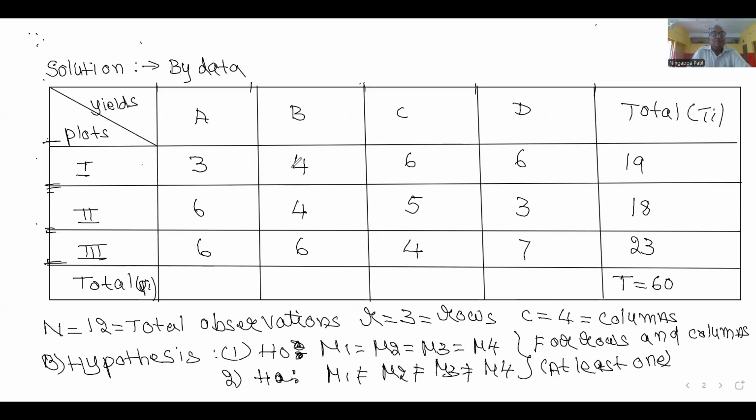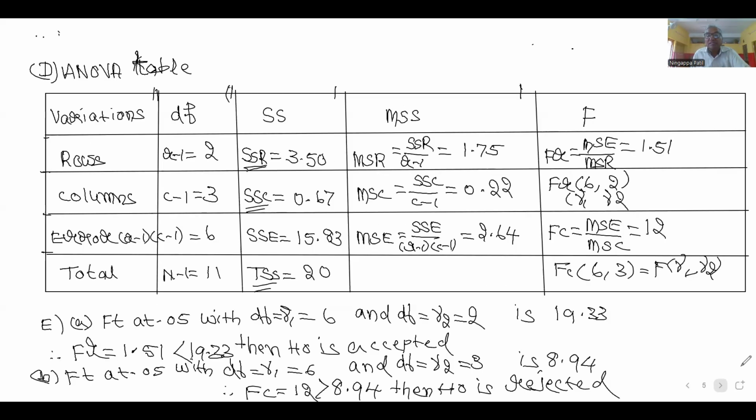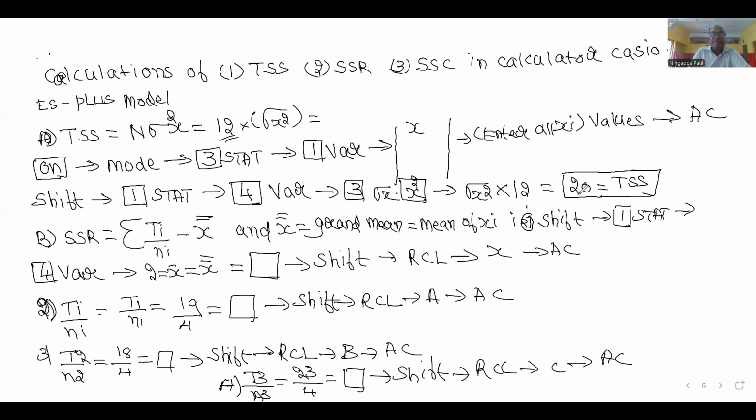3 equal to button, 4 equal to button, 6 equal to button, 6 equal to button, 6 equal to button, 4 equal to button, 5 equal to button, 3 equal to button, 6 equal to button, 6 equal to button, 4 equal to button, 7 equal to button, and press AC. All clear. Now, look here, my dear students. See here, enter all the x values, AC button.